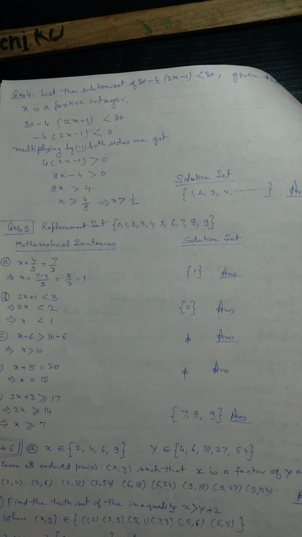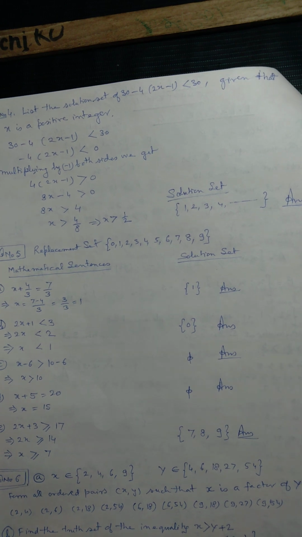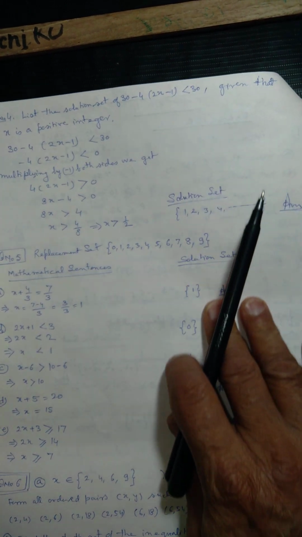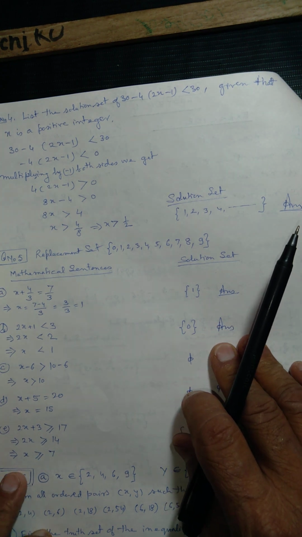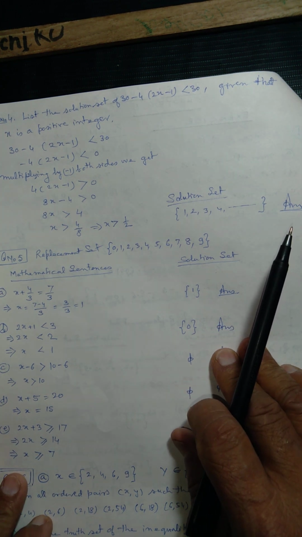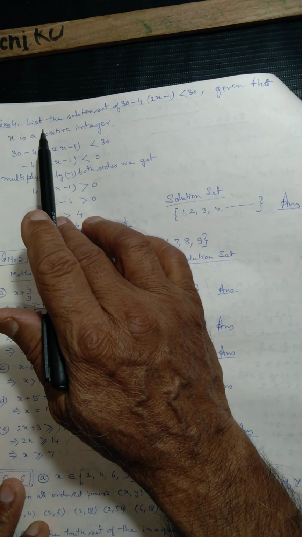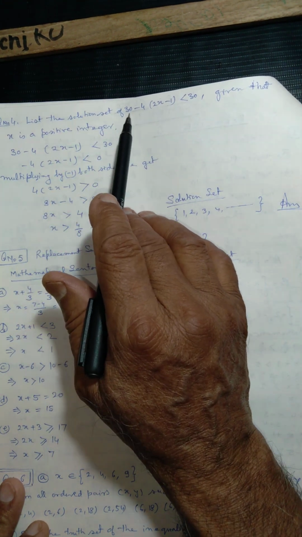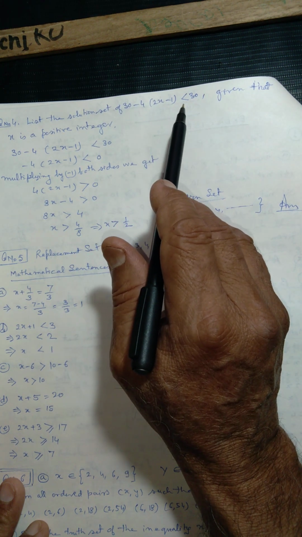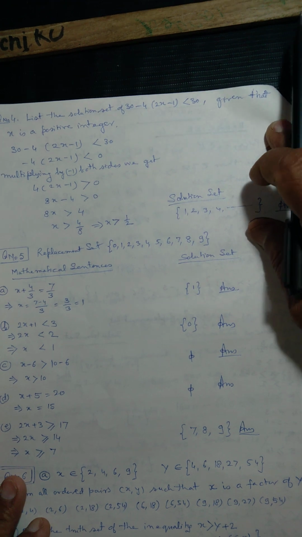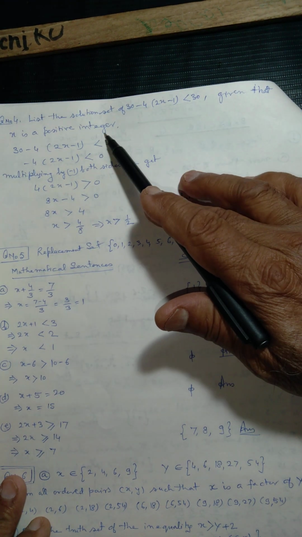Now proceed to the question number 4. List the solution set of 30 minus 4 inside the bracket 2x minus 1 is less than 30, given that x is a positive integer. Here you see, list the solution set of 30 minus 4 in bracket 2x minus 1 less than 30, given that x is a positive integer.